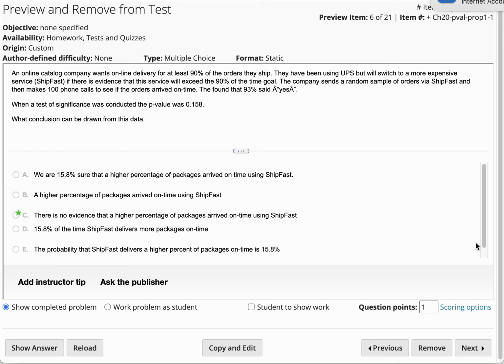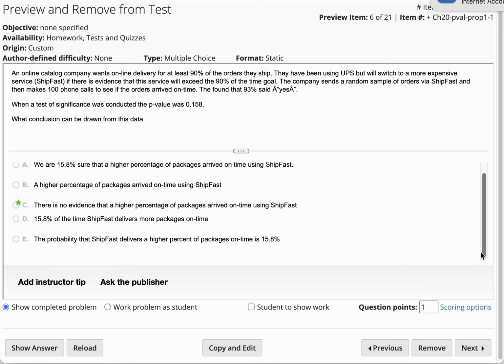I don't even want to look at the distractor responses. I think we're just going to move along.